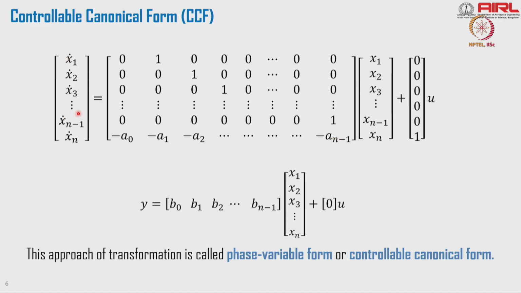This is a very special form. It's required for us to do a pole placement design. We'll talk about it when we go into controller design using state space. Okay. y equals b_0, b_1, b_2, b_(n-1) times the state space vector x, plus b_0 u. This particular transform is called the phase variable form, or the controllable canonical form.